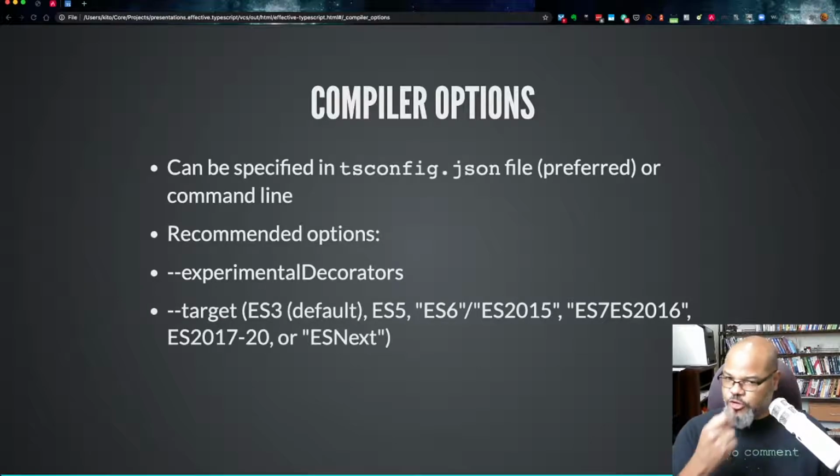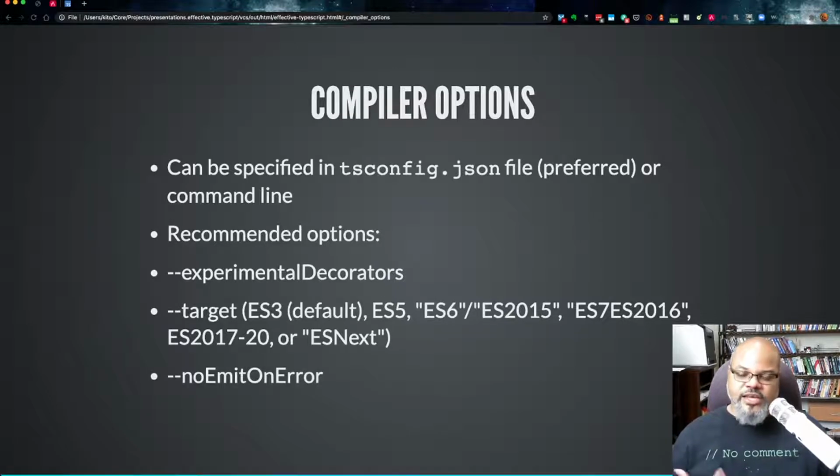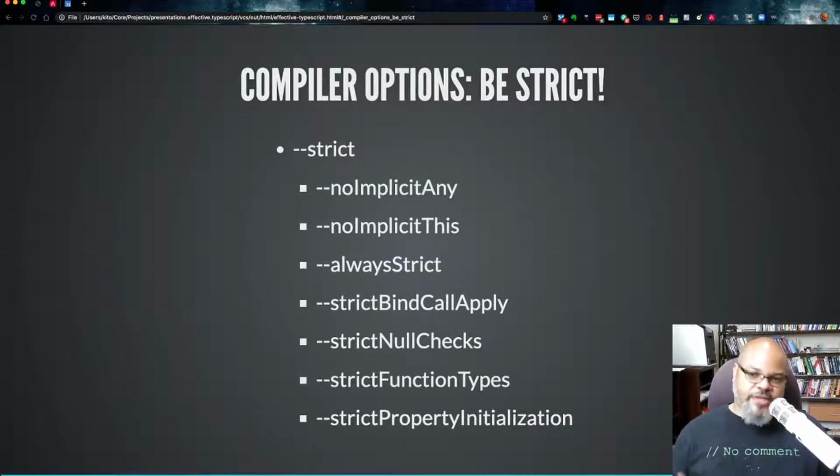Okay, so I said there's a few recommended options. Experimental decorators is one. You want to specify the target environment. You want to say noEmitOnError, which I think is important for avoiding issues later on. And then you want to use strict. Strict is a really powerful feature, and it really does force you to always do things in a very type-safe manner. So there's noImplicitAny, which requires you to declare something to be any, so you can't take a parameter without saying it has to be any.